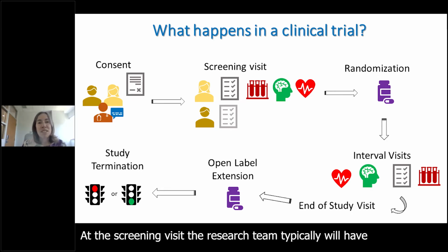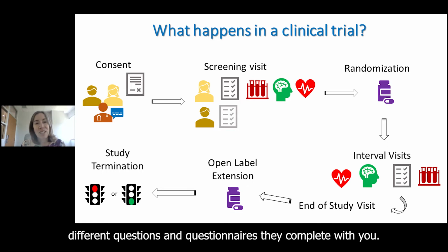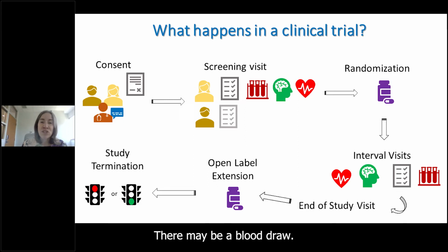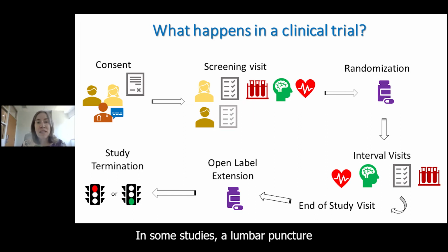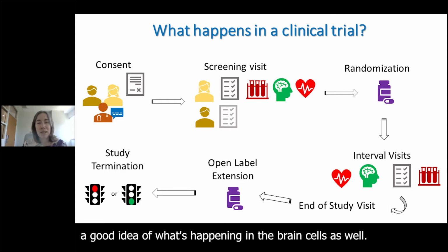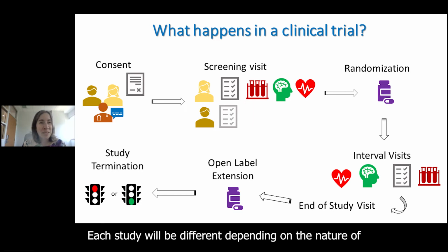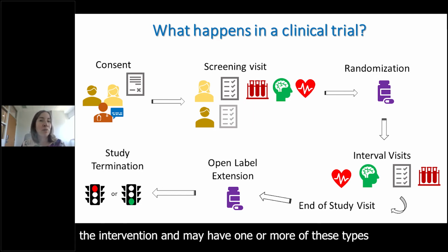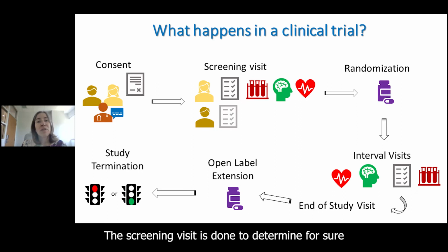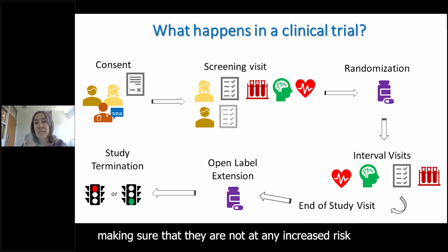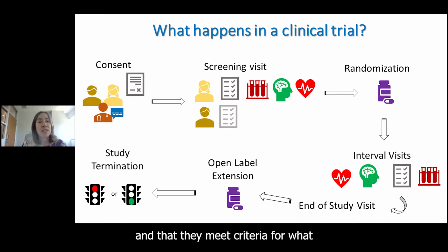And here the research team would typically have different questions and questionnaires they would complete with you. There may be a blood draw, there may be brain imaging, there may be tests around the heart, around strength. In some studies, a lumbar puncture to assess the spinal fluid, which gives us a good idea of what's happening in the brain cells as well. Each study will be different depending on the nature of the intervention and may have one or more of these types of screening assessments. The screening visit is done to determine for sure whether or not a participant is eligible for the study, making sure that they're not at any increased risk of participating in the study, and that they meet criteria for what the study and intervention are targeting.